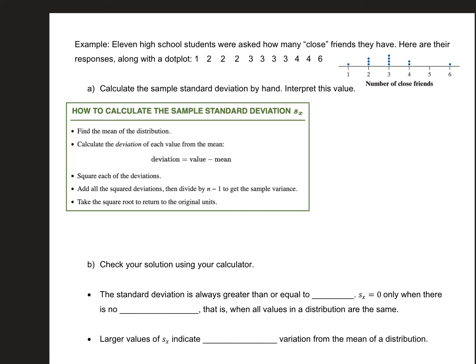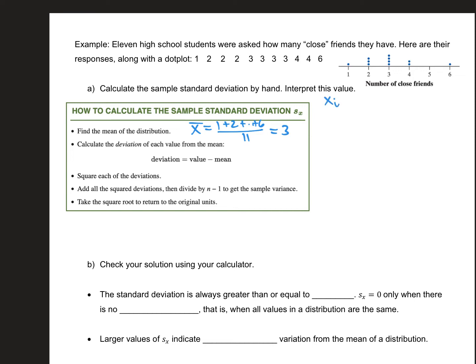So the first thing we have to do is number 1, first dot, find the mean of the distribution. The mean of the distribution is to take all these numbers of how many close friends everyone has, and divide by 11 because there are 11 kids. It turns out to be exactly 3. We're given nice numbers here. So here's what we want to do.